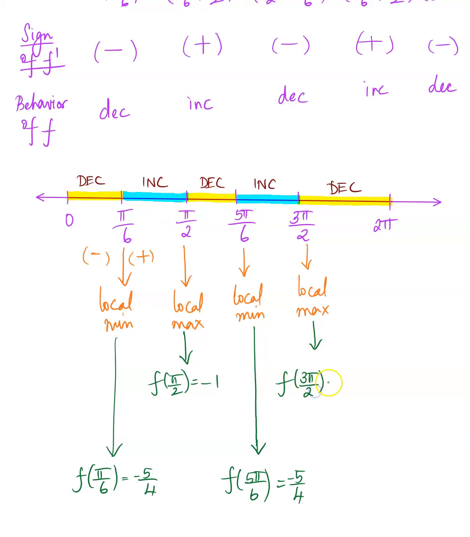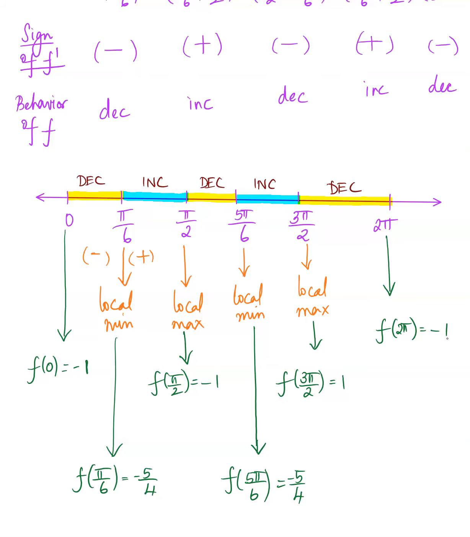F of 3 pi over 2 is a positive 1. And of course you have to compute for this as well, right? F of 0 is negative 1. Remember, that's what we did, we did use the critical points and the end points to find the absolute max, absolute min. So don't forget about the end points as well for this. So 2 pi, f of 2 pi will be negative 1. Both the end points are given as negative 1.